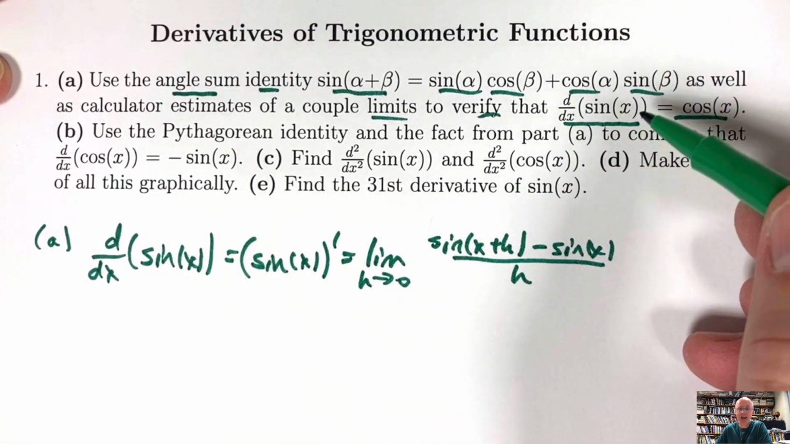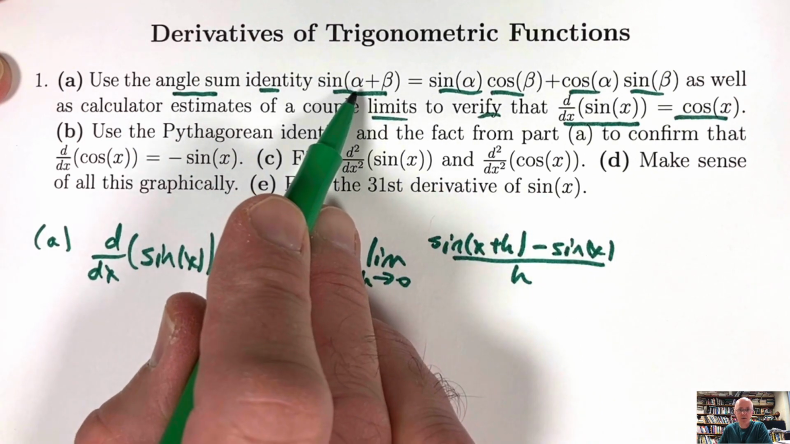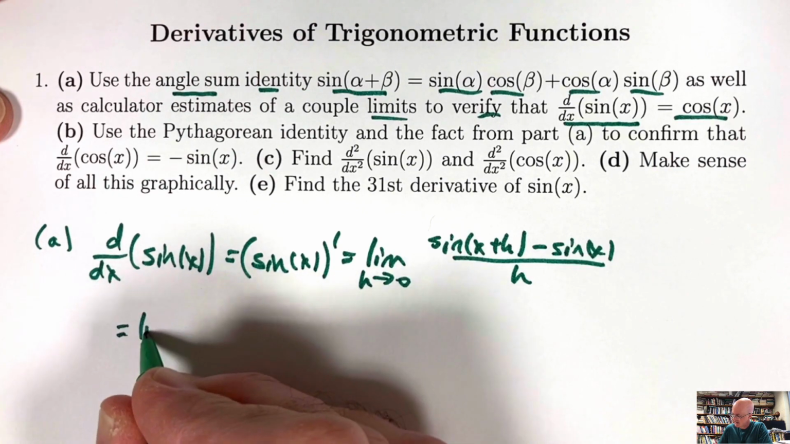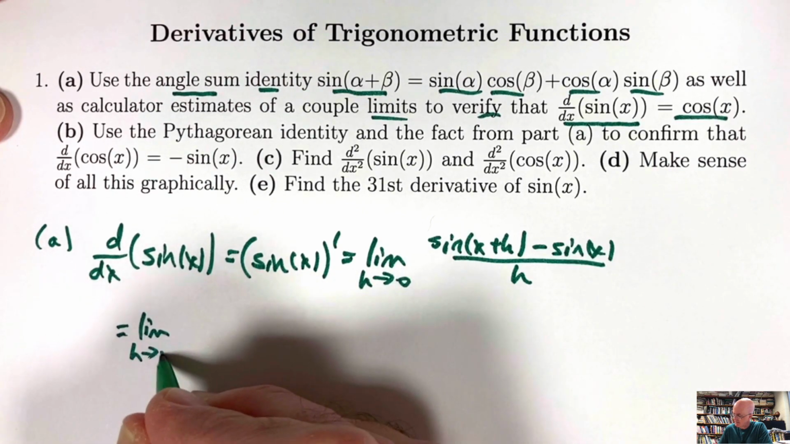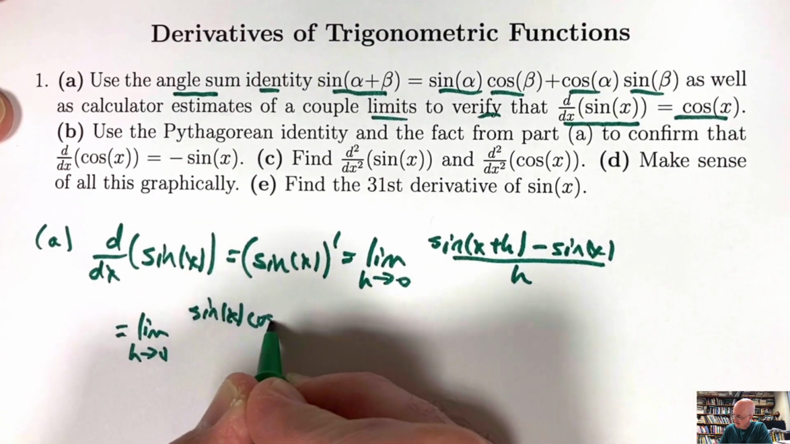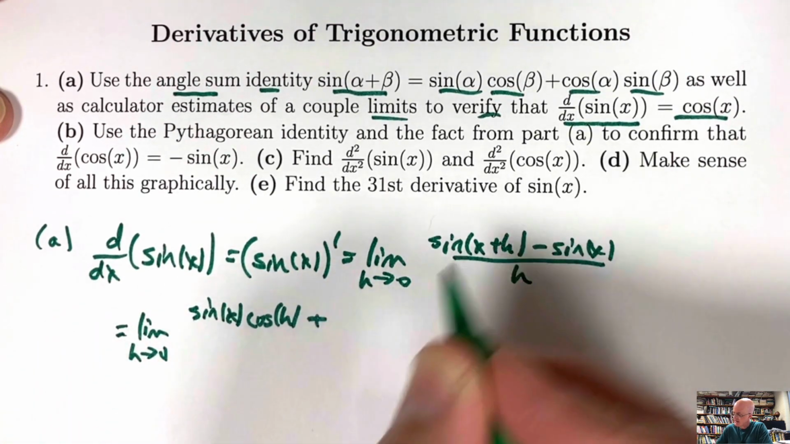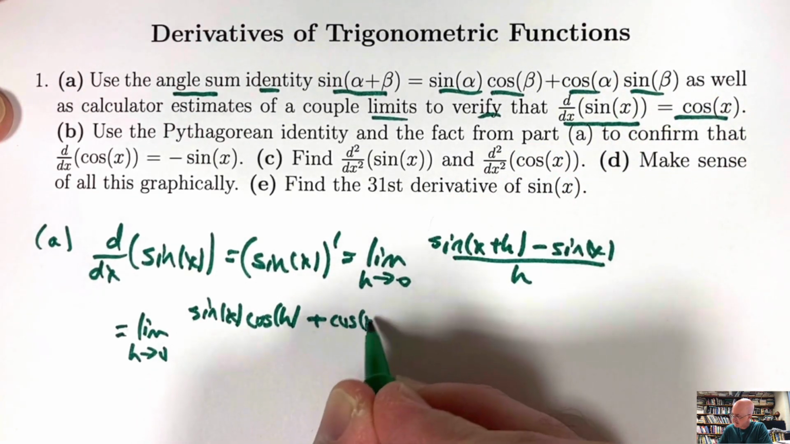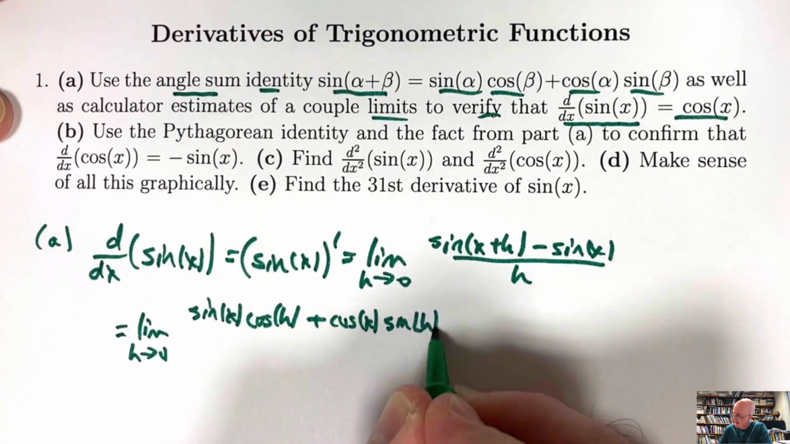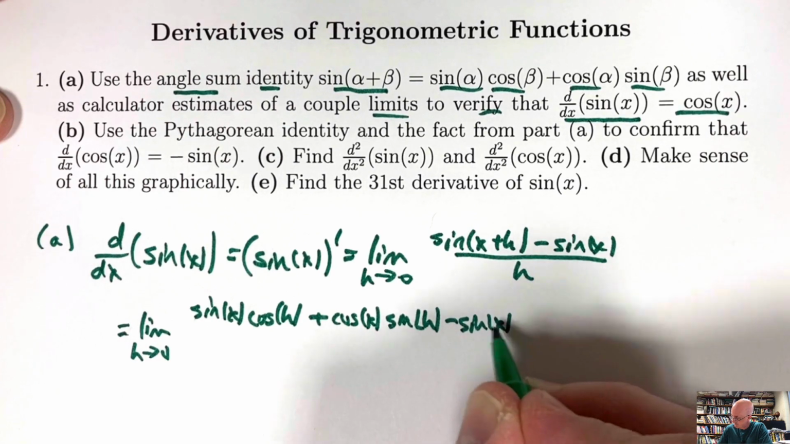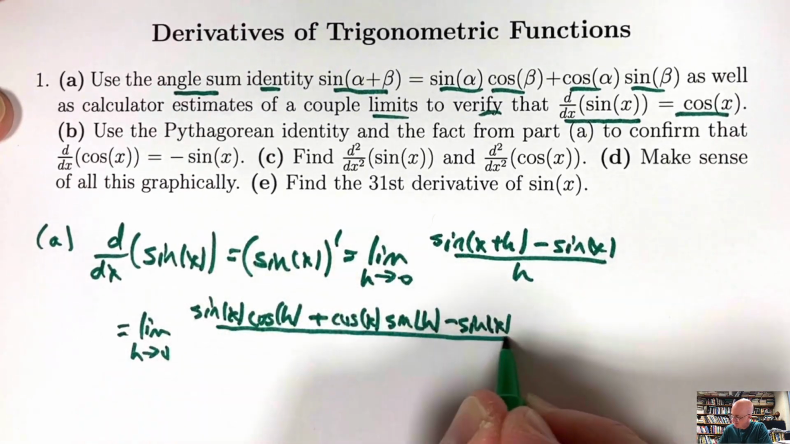Hey, but there is this angle sum identity. We must have to use that here. Yeah, replace alpha with x, replace beta with h. Let's go ahead and just see what happens. It does look like it's going to be more complicated. We're going to get sine of x times cosine of h, and then plus, again using this angle sum identity, cosine of x times sine of h. And then don't forget the minus sine of x right there. It looks worse, but it is actually better.